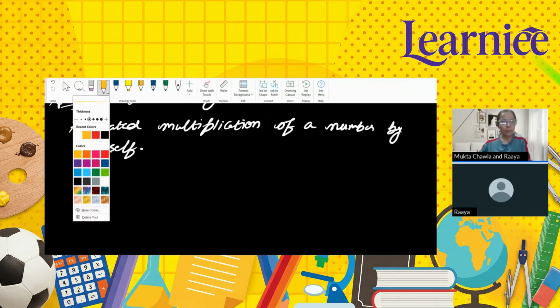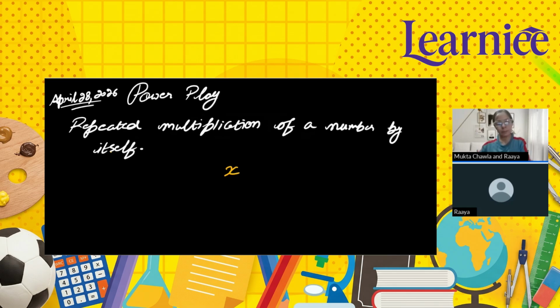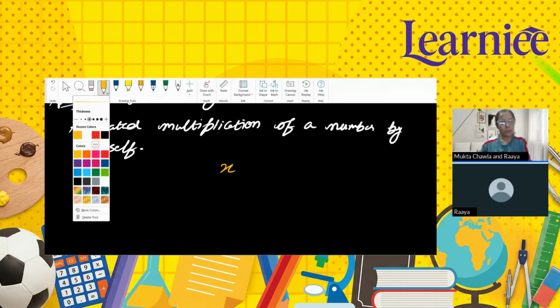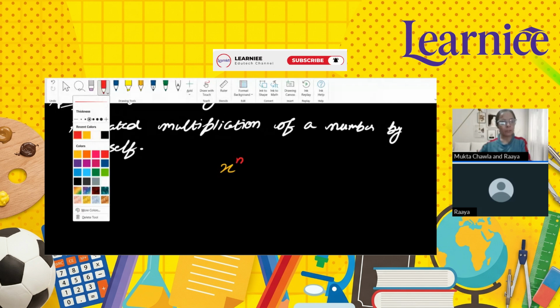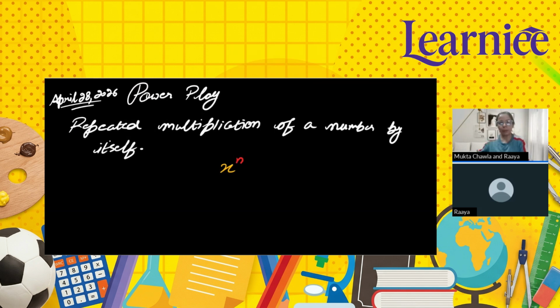Suppose I'm writing x to the power n. So what terms can we use here? Generally in junior classes, whatever is raised on the top right-hand side is called power. But in this chapter, power means this entire expression, or you can say the resultant value. Understood? So what are we going to call this raised thing?